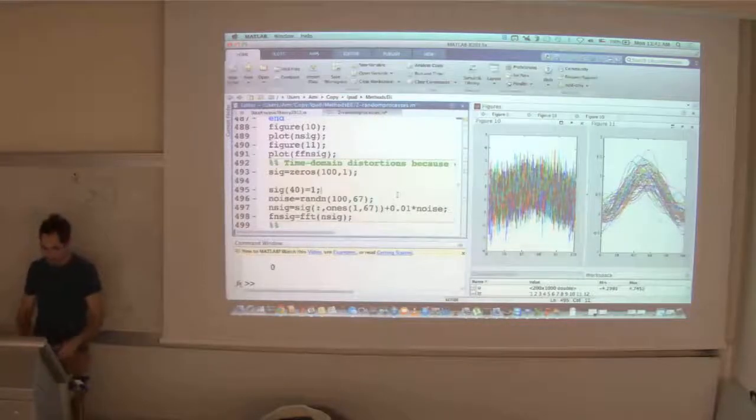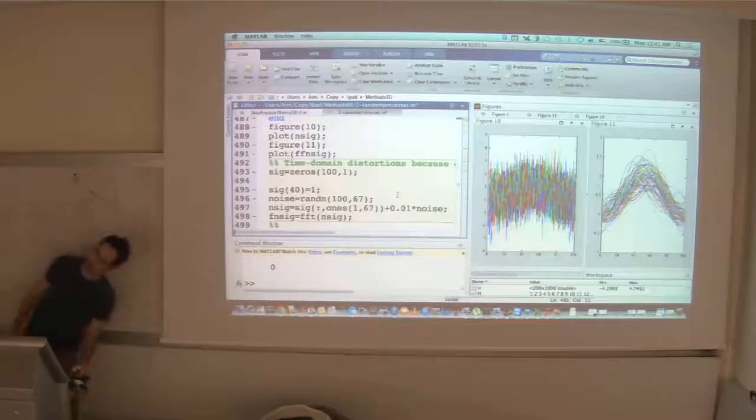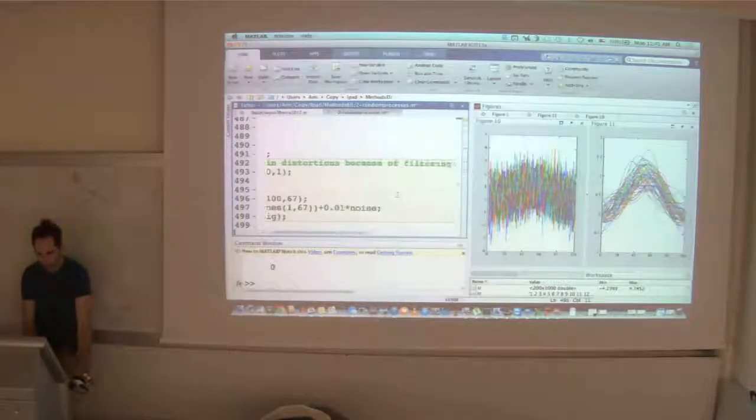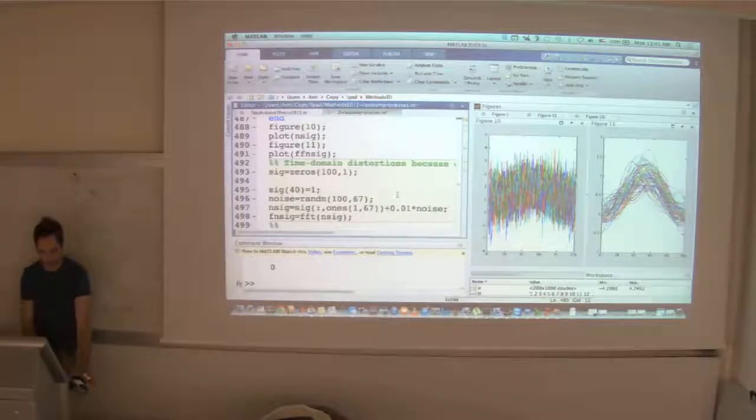Okay, another topic, a small topic because we don't have a lot of time, will be the time domain distortion because of filtering.